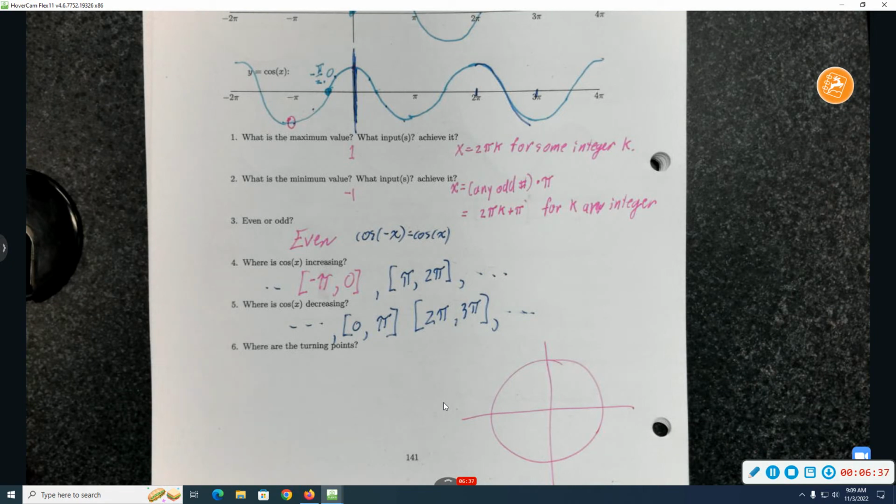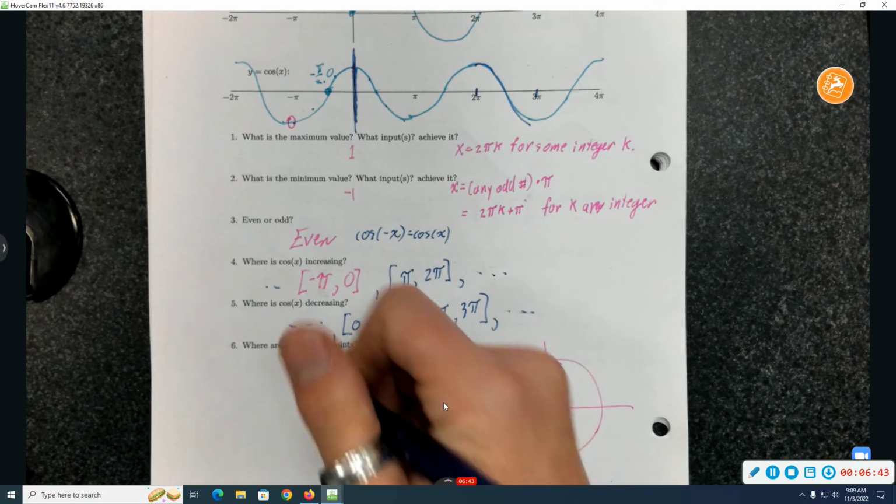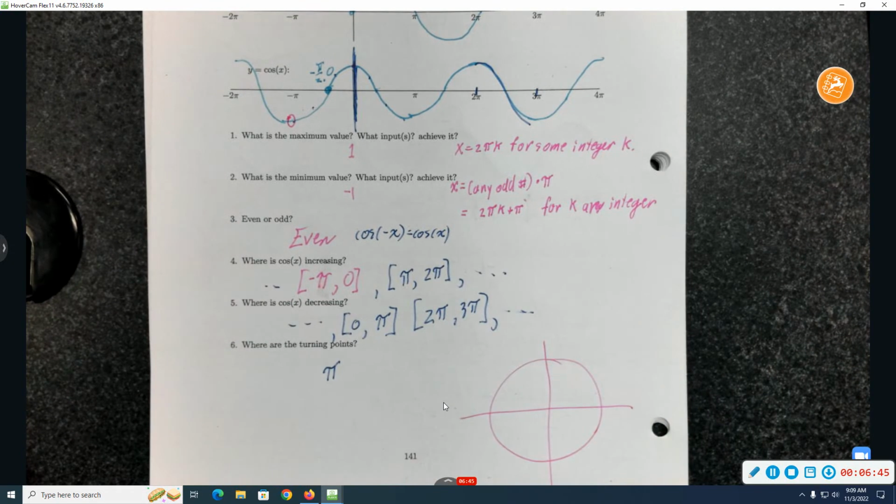So where are all of the turning points? Let's list some turning points. Where are some turning points? Pi is a turning point? Let's list it up to notice a pattern. Give me more turning points.